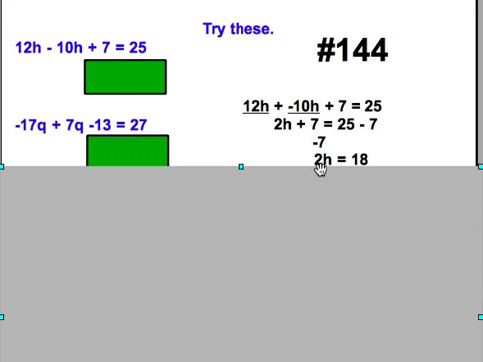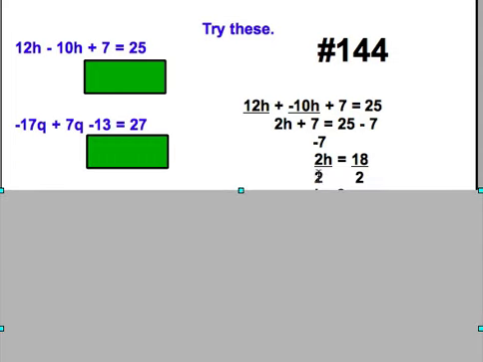I have 2 times h, so I need to undo the multiplication. In order to undo multiplication, you do the inverse, which is division by 2 on both sides. The 2s cancel out, and you're left with h equals 9.